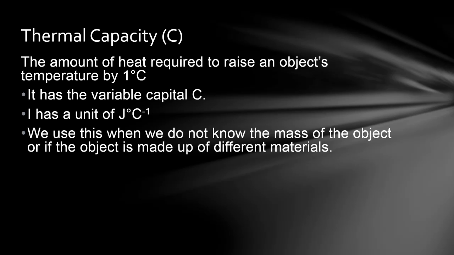We use this when we do not know the mass of the object or if the object is made up of different materials. It is specific only to that object. So the thermal capacity of one object is not necessarily the thermal capacity of another. And it's found using C, capital C equals Q divided by delta T, where C is the thermal capacity, Q is the amount of heat energy added, and delta T is the change in the object's temperature.